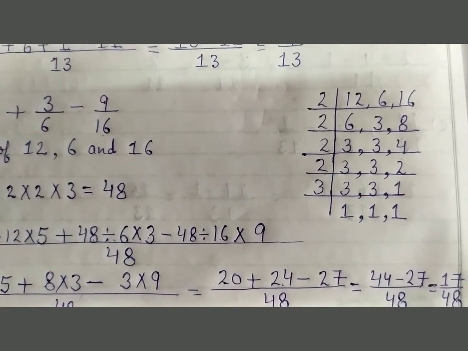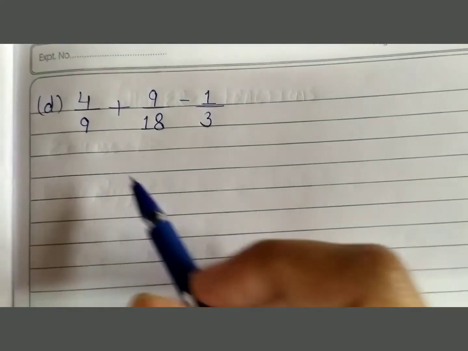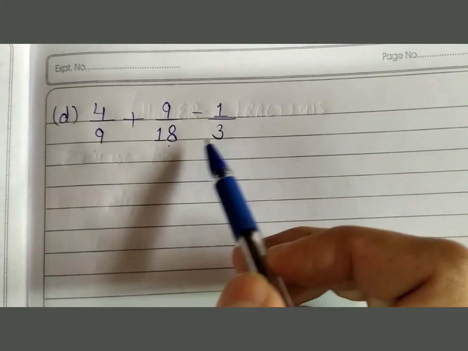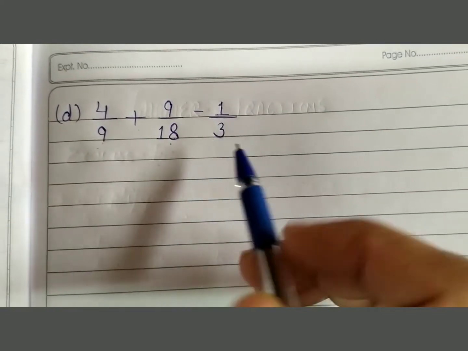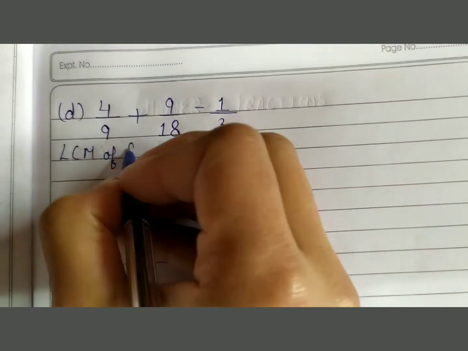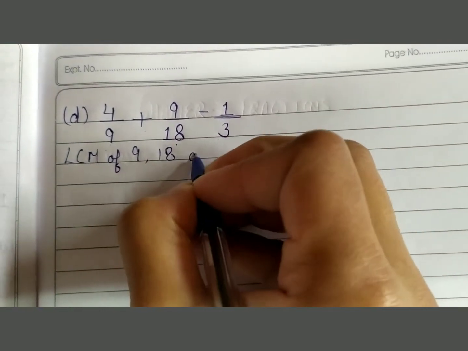Okay children. Next question is 4 upon 9 plus 9 upon 18 minus 1 upon 3. Denominators are not the same. Find out the LCM of 9, 18 and 3.